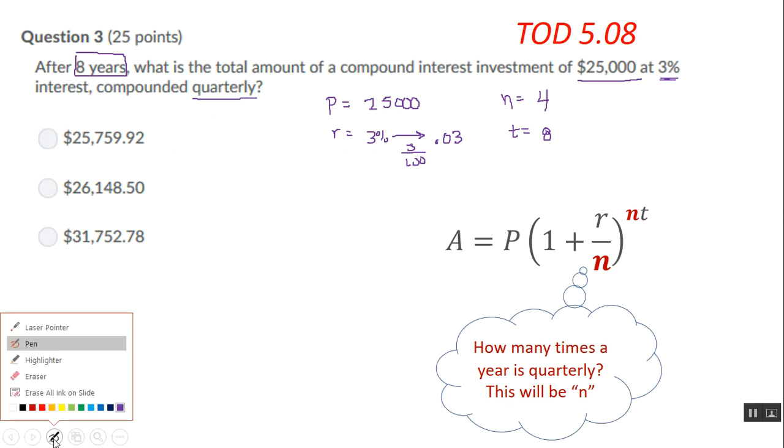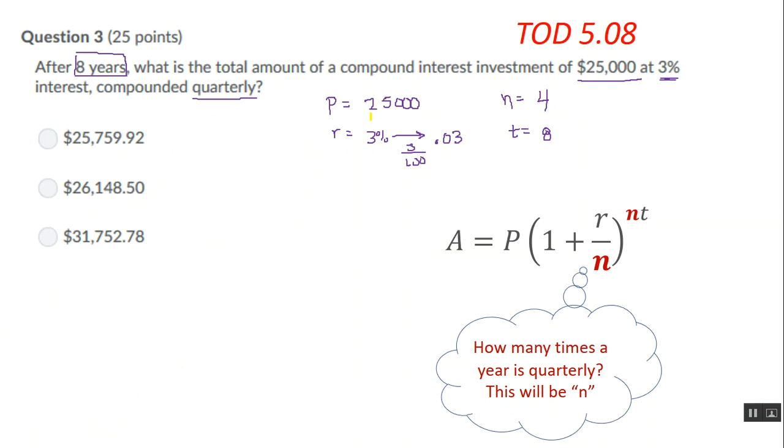So now I'm going to take all of this information and plug it into my formula. So it's a lot of knowing where to put stuff in. So I put the 25,000 first. That's my P. 1 plus, I'm going to put my rate over 4 because that's how many times it's compounded. 4 times 8 is in the exponent.